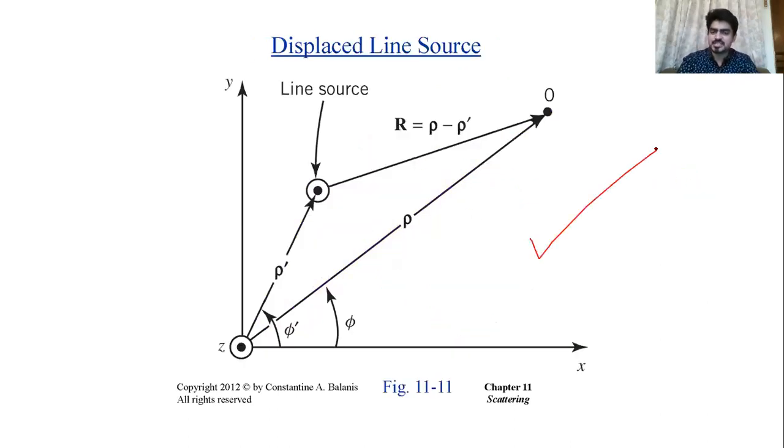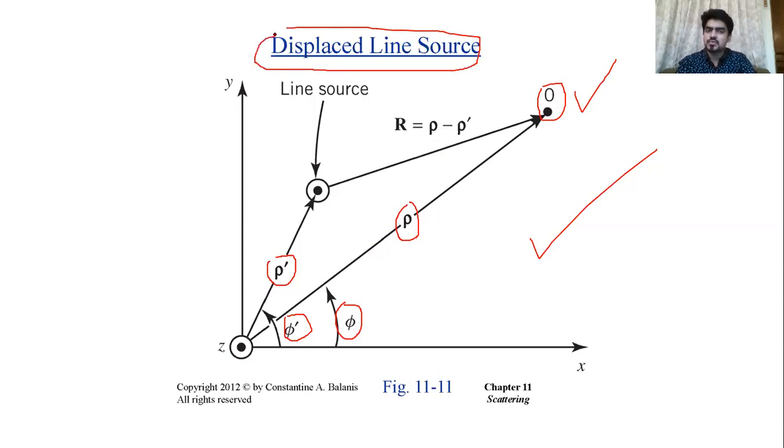So again, this is your generic geometry, where, as I mentioned, these prime coordinates denote the location and the direction of the line source, whereas these unprime coordinates, rho and phi, represent the direction and location of the observation point. So this is a generic definition which we are considering. So we have a line source displaced from the origin of the coordinate system, but still parallel to the z-axis.